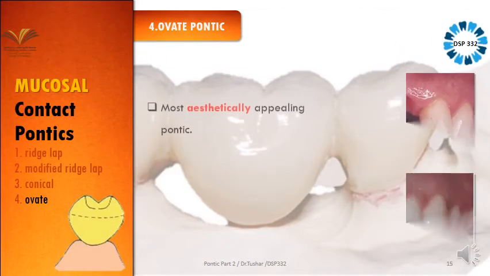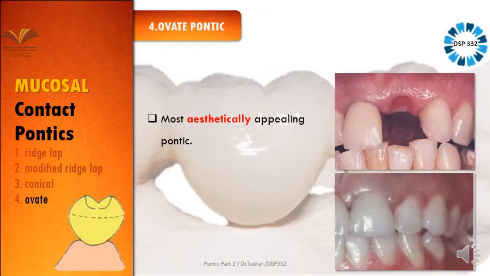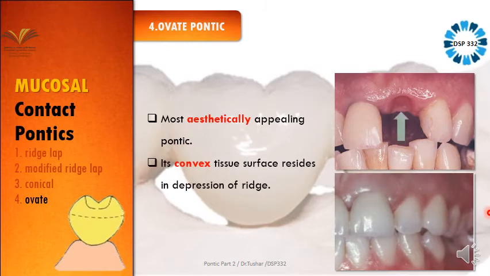Coming to the ovate pontic, it is the most aesthetically appealing type of pontic. Now as you can see here, this is your extraction socket. So when you give a pontic, we give that pontic into this socket. It looks like the tooth is emerging from the socket. It has the most convexity, and this convexity enters into that depression, into that socket.